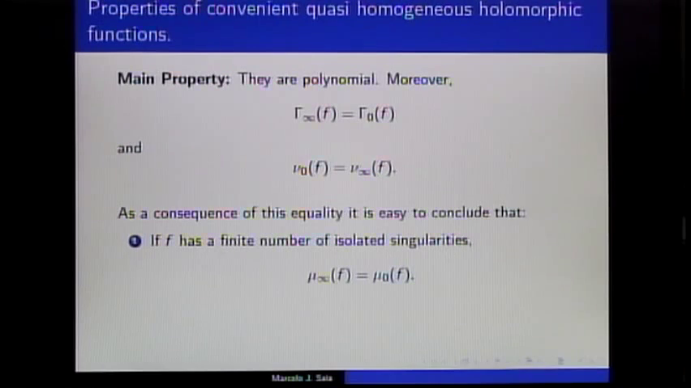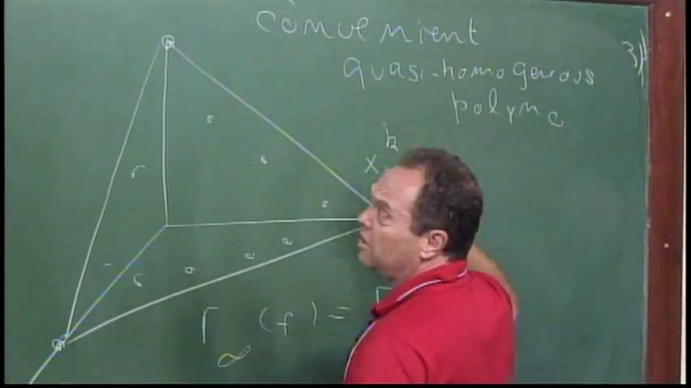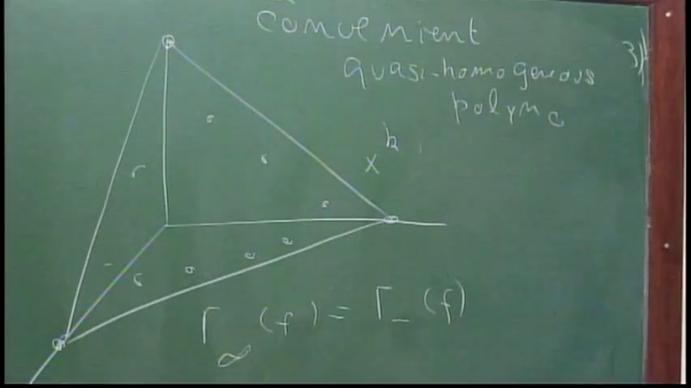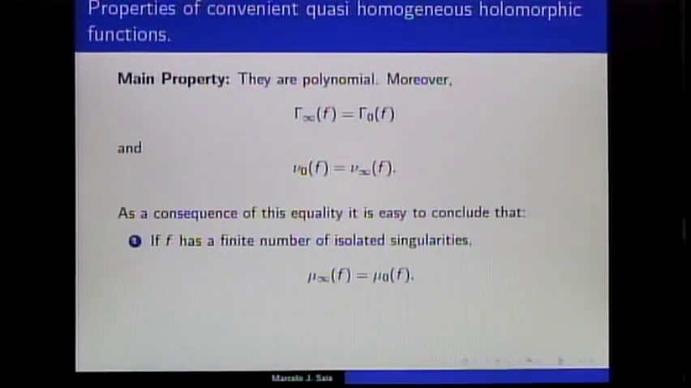Why? Because if the polynomial is convenient, quasi-homogeneous, and with isolated singularity, it is Newton non-degenerate. So if it is Newton non-degenerate, we just apply the result of Kouchnirenko to show that this number is equal to this, is equal to this, and this is equal to this. So we have this equality.